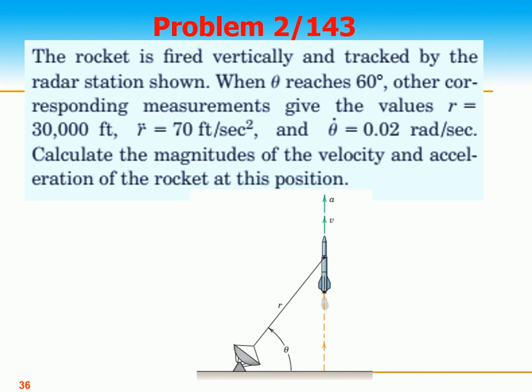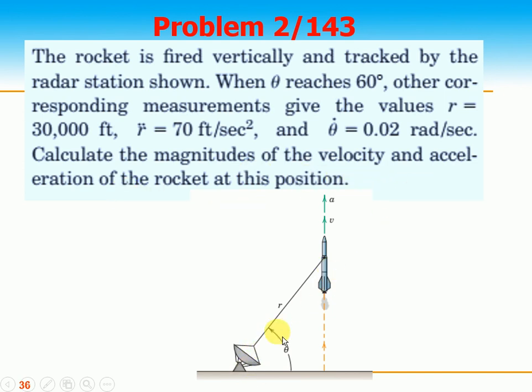Let's move to the next problem, 2-143. The rocket is fired vertically and tracked by the radar station shown. When theta reaches 60 degree, the corresponding measurements give the value of r as 30,000 feet, r double dot 70 feet per second square, theta dot is 0.02 radian per second. Calculate the magnitude of the velocity and acceleration of the rocket at this position.